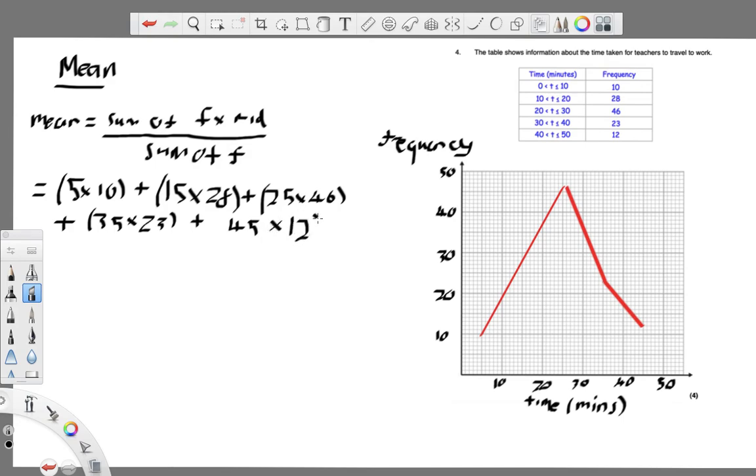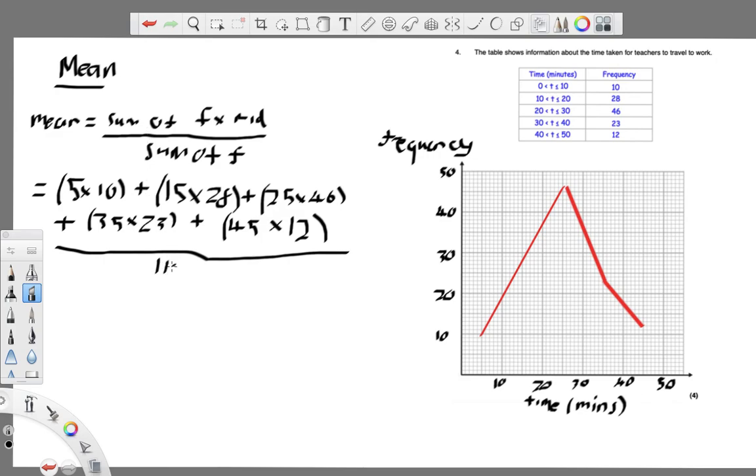Okay, so that's the top of our fraction for the mean sorted. Just draw a line under that. And then the bottom part is the sum of the frequencies. So we just add the frequencies together. So it's 10 plus 28 plus 46 plus 23 plus 12. So if I just type that in, 10 plus 28 plus 46 plus 23 plus 12. And that comes out at 119.